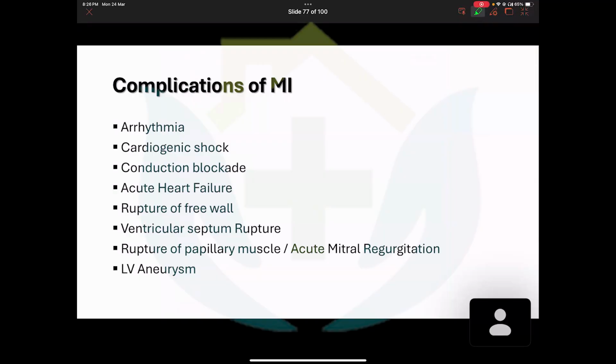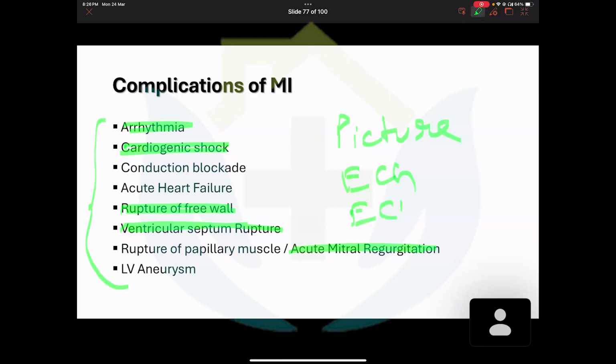Complications. In an MCQ, they will ask that the patient is in severe shock, not responding to anything, or they will give an echo finding and you have to find it out. Usually they give you a ventricular septum rupture, acute MR, rupture of the free wall, cardiogenic shock, arrhythmias. So these are the questions which will be picture-based questions. They will give an ECG finding, echo finding.